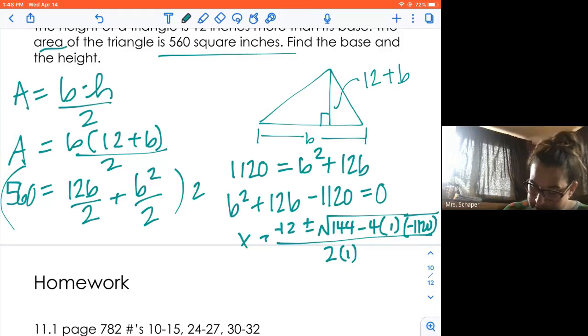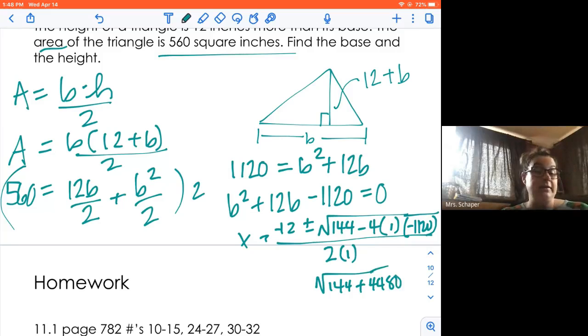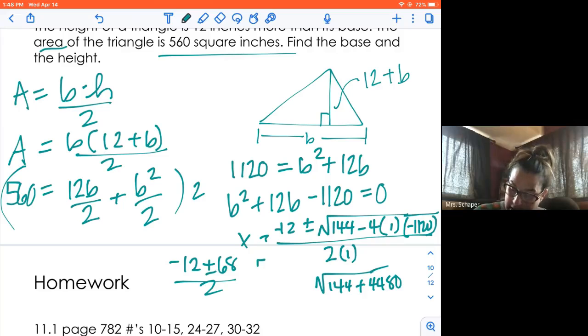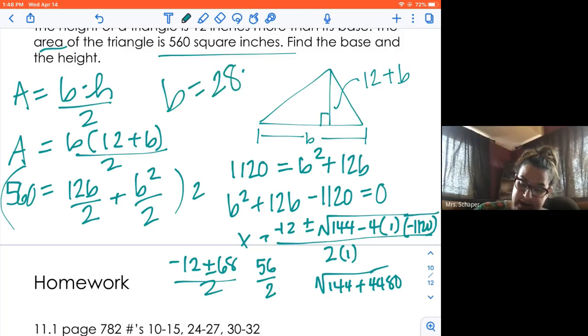So 144, the square root of 144 plus 4480. So let's see what that is. Oops, I keep turning this. Sorry if you're getting dizzy. Wasn't my intent. All right. So I've got 4624, and I square root that, that's 68. So negative 12 plus or minus 68 divided by 2. So negative 12 plus 68 is 56, and 56 divided by 2 is 28. So the base is 28 units.